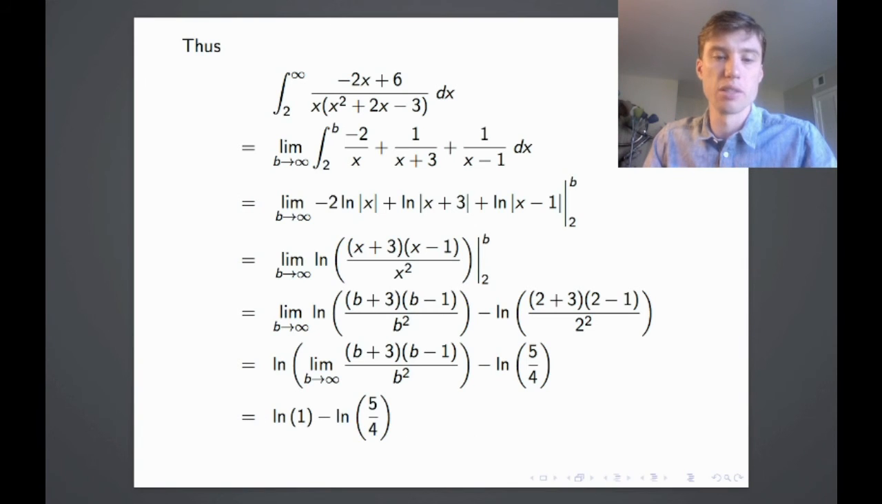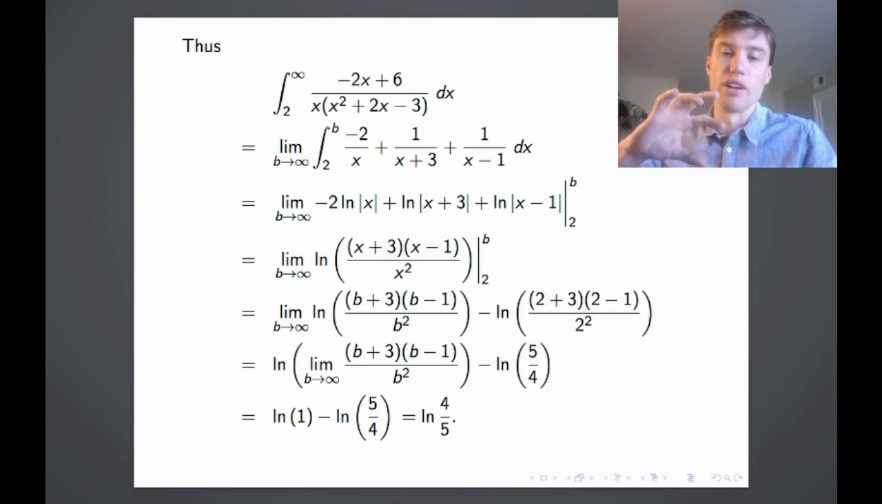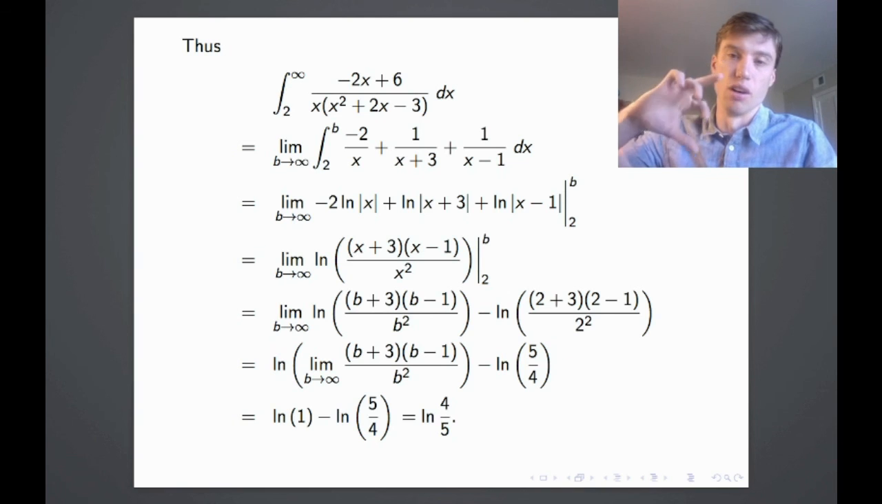So our expression is equal to log of 1 minus log of 5/4. Log of 1 is equal to 0. So this is just log of 4/5. Remember that if you take the negative of the log, it's the same thing as taking the log of the reciprocal.